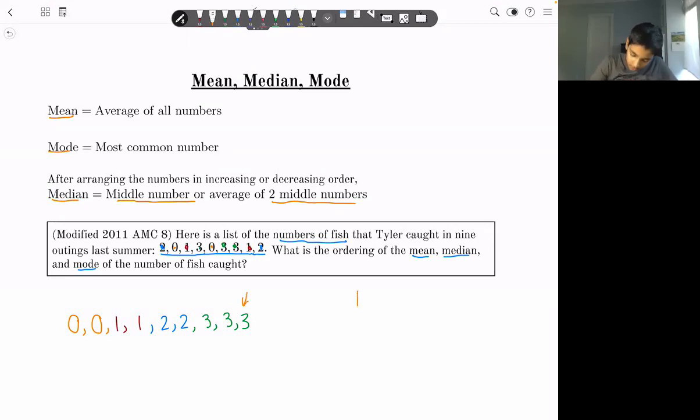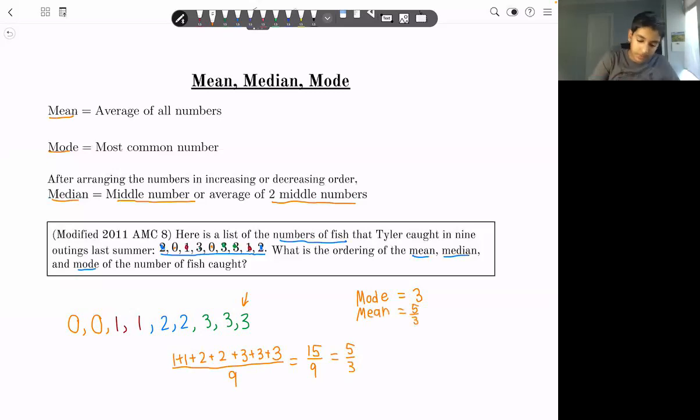So mode equal to 3. Now mean. So the mean is just the average. So we can see the total sum of all the numbers. The sum of all the numbers is just going to be 1 plus 1 plus 2 plus 2 plus 3 plus 3 plus 3. And we can divide by 9 numbers. We get 15 over 9, which is 5/3. So we have that mean is equal to 5/3.